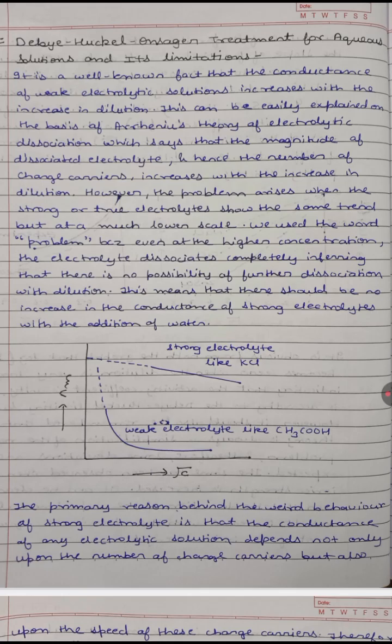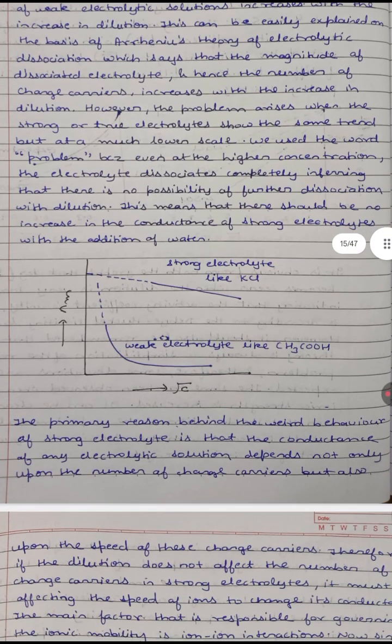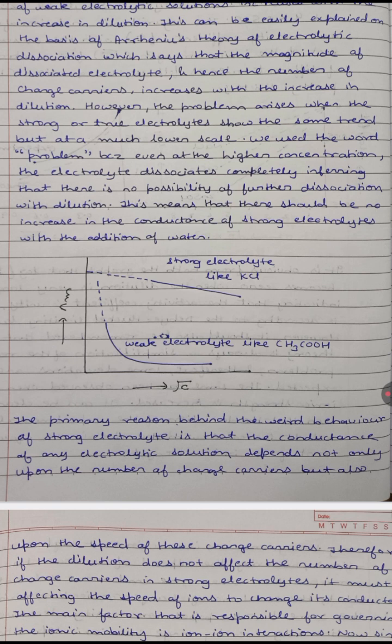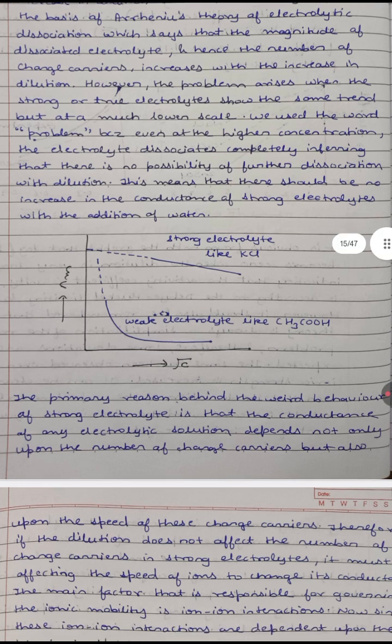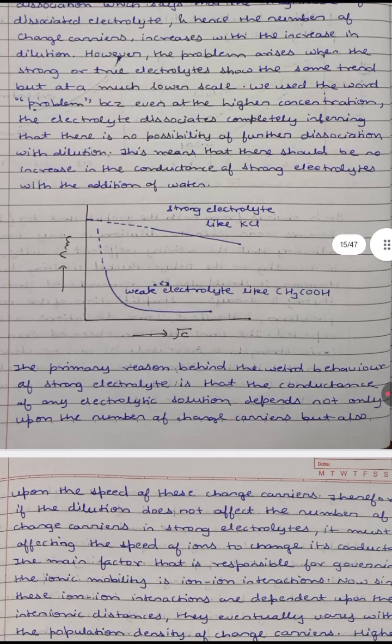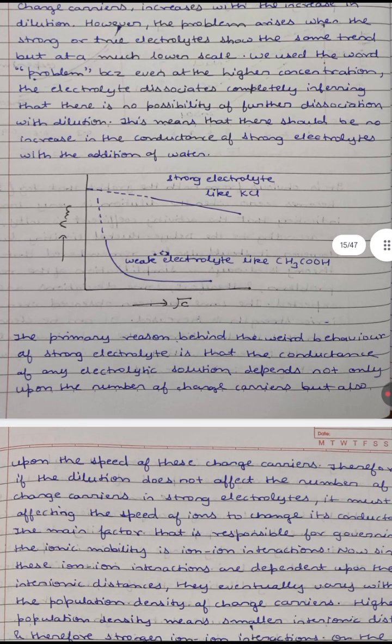It is a well-known fact that the conductance of weak electrolytic solution increases with the increase in dilution. This can be easily explained on the basis of Arrhenius' theory of electrolytic dissociation, which says that the magnitude of dissociated electrolyte and hence the number of charge carriers increases with the increase in dilution. However, the problem arises when the strong or true electrolytes show the same trend but at a much lower scale.